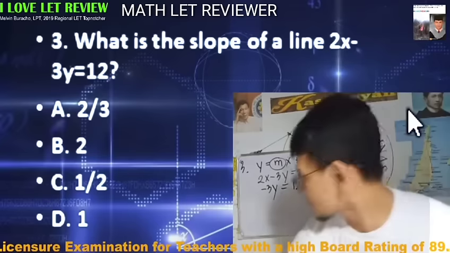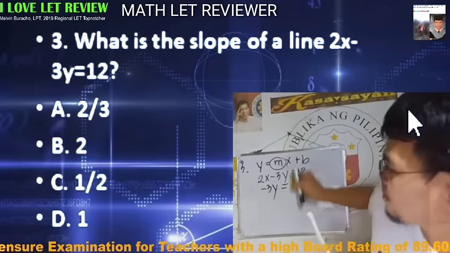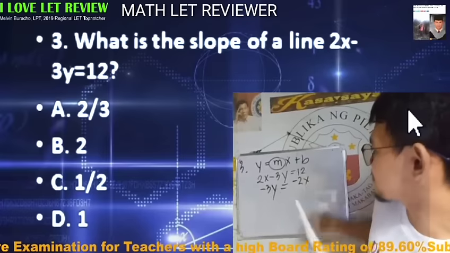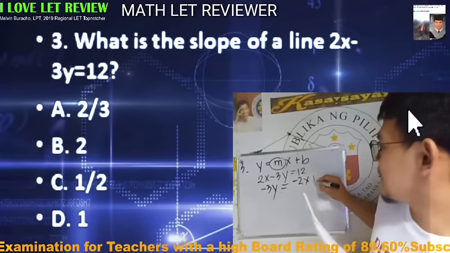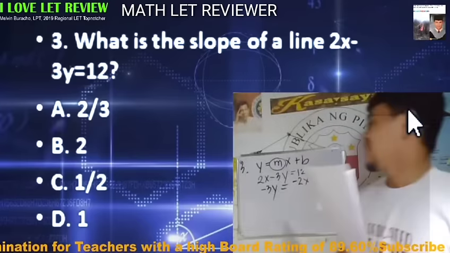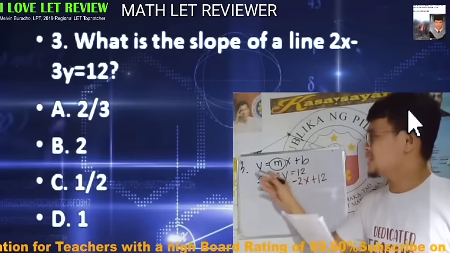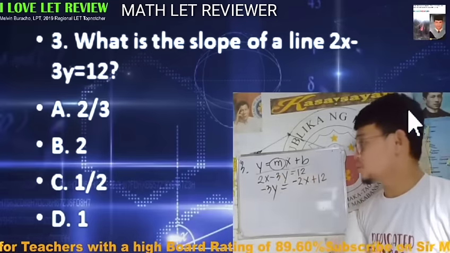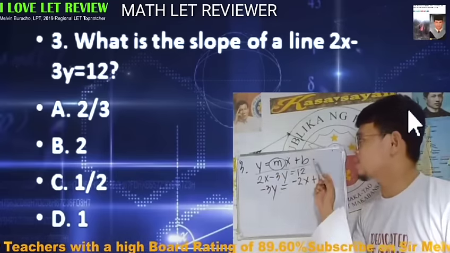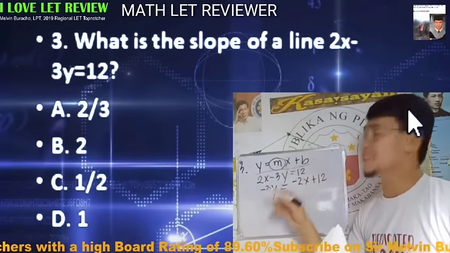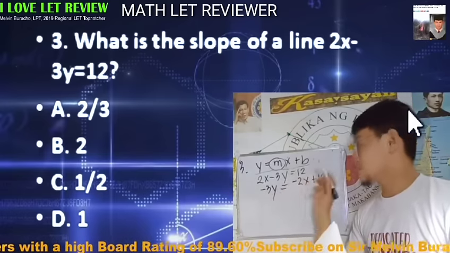Wait, ang may x, siya yung slope. So it's negative 2x plus 12, okay? So do you follow? Yeah, tingnan nyo po. Ang inaarap dito ang slope. So, kailangan natin itong i-follow na formula na ito para makuha natin yung sagot. Okay? So, to follow this formula, we have to rearrange the given. The given is 2x minus 3y equals 12.